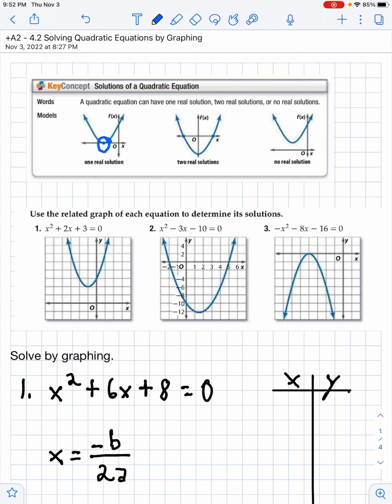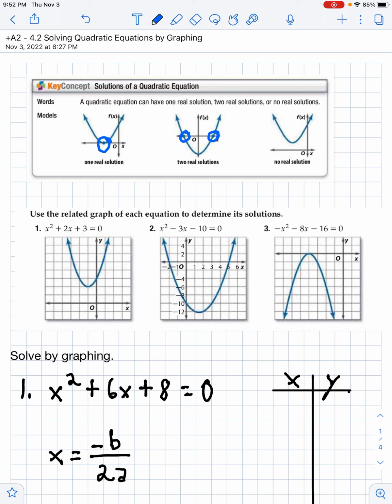In the middle graph, the parabola crosses the x-axis in two places, so this has two real solutions. And in the far right, the graph opens up above the x-axis and will never cross the x-axis, so there are no real solutions. And that's the three outcomes you can have when you solve a quadratic equation by graphing or algebraically, but here by graphing.